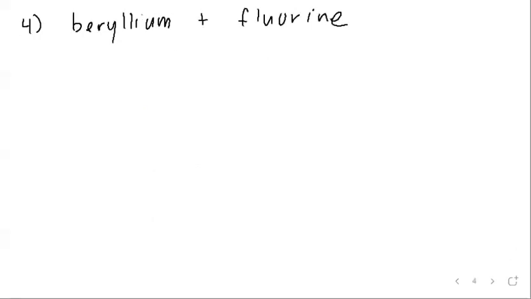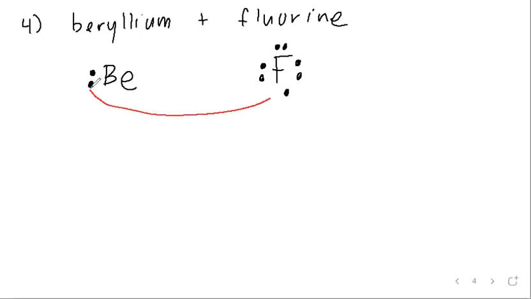The next example asks you to try out drawing the Lewis dot structures and figuring out the ionic compound and the formula formed between beryllium and fluorine. So beryllium is Be, it's an alkaline earth metal. It's got 2 valence electrons, and fluorine is a halogen. It has 7 valence electrons. Beryllium is a metal. It's going to give up electrons. So let's transfer its first electron over here to fluorine.